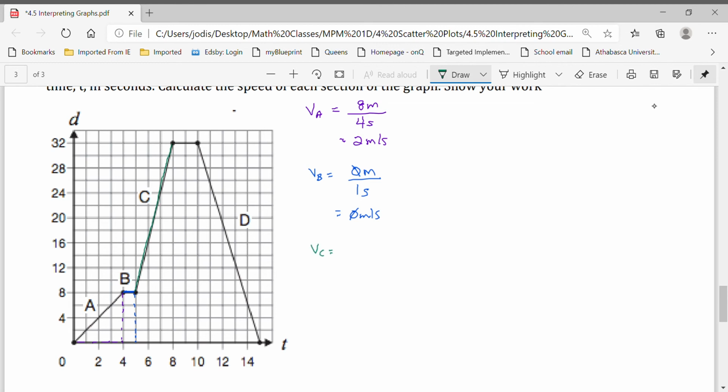BC, okay, so again, draw in your triangle. So be careful here. Our distance, we are going from 8 all the way up to 32. So we've got 24 meters that this squirrel traveled, and he did so, we went from 5 to 8, so in 3 seconds. So this time he was traveling 8 meters per second.